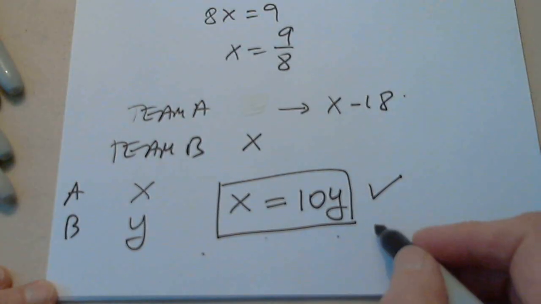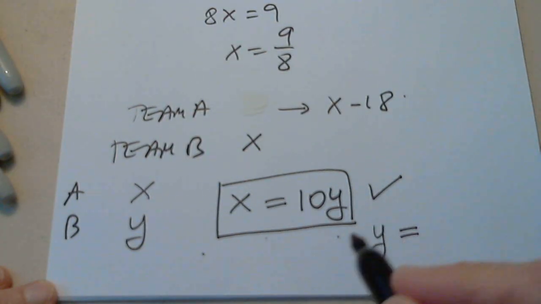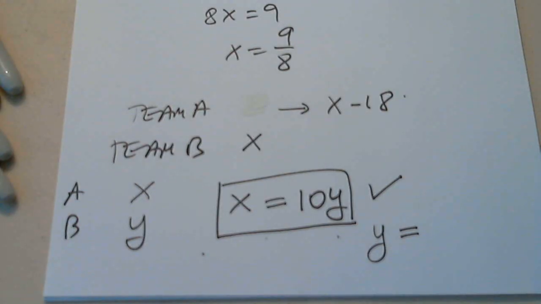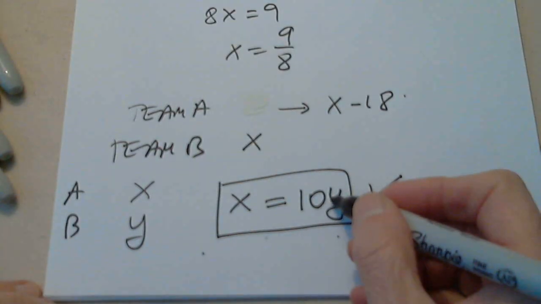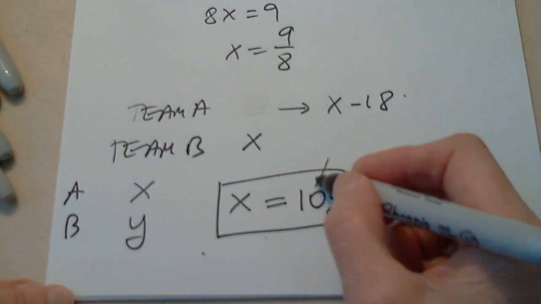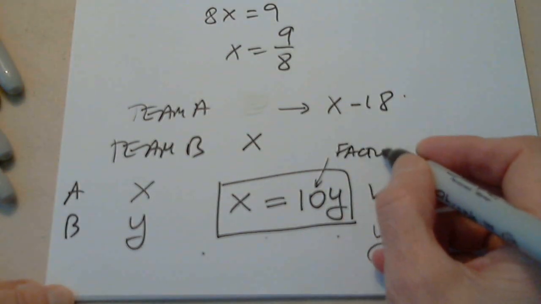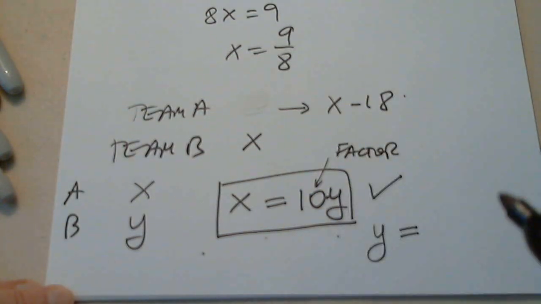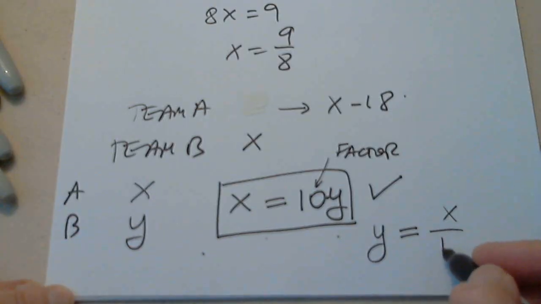But what if they want us now to find Y? How will you write Y? What would you do to both sides to determine Y? Divide by 10, indeed. Can I move 10 to the other side? No, because it's a factor. We have to divide.